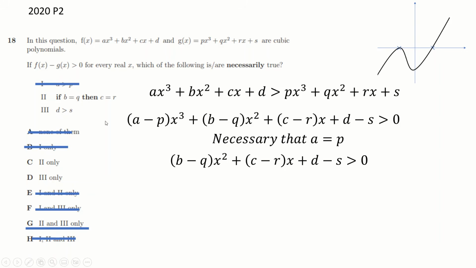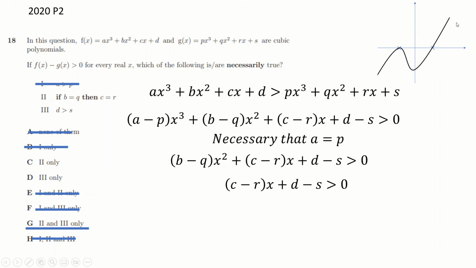So now we're down to here, but now we're working with this statement. If b equals q, then this is of course 0, and we're left with this statement. But again, think of this logically. This is just a line. Something x plus something, mx plus c. This is just a line.